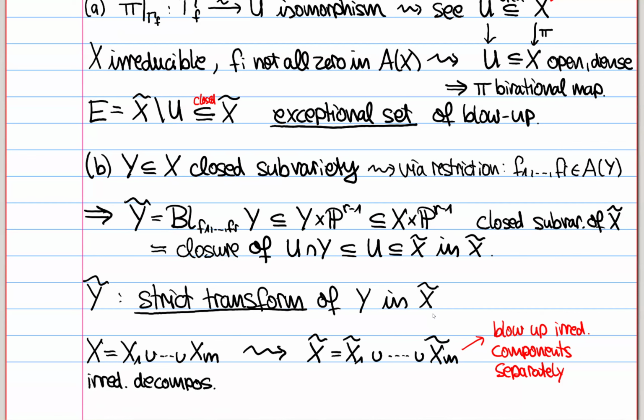Just one final thing to mention is that if X has some irreducible decomposition, so as a union of X1 up to Xm, then all of these Xi are closed subvarieties of X. And the claim then is that if you take X tilde, the blow-up, and then take its irreducible decomposition, then you exactly get these strict transforms X1 tilde up to Xm tilde. So the irreducible components of the blow-up are just the blow-ups of the irreducible components of the original space.